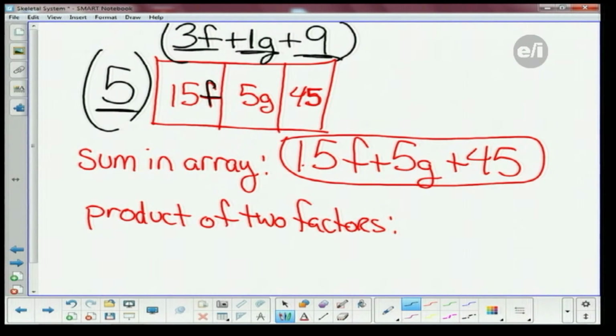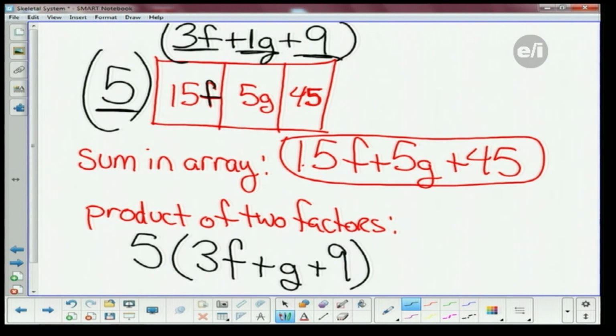So those are our two factors, so I'm going to write it over here. So this is 5 times 3F. And I'm going to get a little fancy. I don't like to write 1G. That's kind of a waste of my time and energy. I'm just going to write the letter G, because if there's 1G, sometimes we don't always write the number in front of it. Are you okay with that? Yes. Okay. Plus G, plus 9, and then we're done. So that would be the product of two factors.